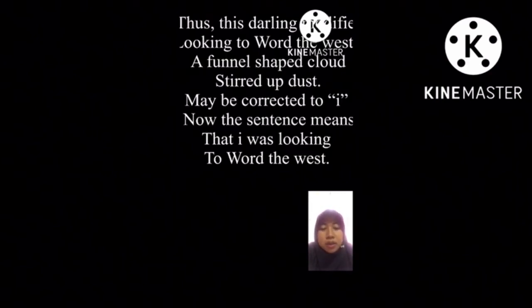Let's correct the dangling modifiers. Looking toward the west, a funnel-shaped cloud stirred up dust. The dangling modifier is looking toward the west. It may be corrected so that the sentence means that I was looking toward the west. Using the same method, the next dangling modifier: walking to the movies, the Colberts' dance gym. The dangling modifier is walking to the movies. It may be corrected so that the sentence means that Jim was danced by the Colberts.